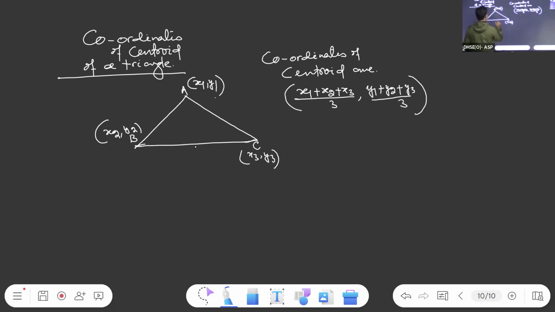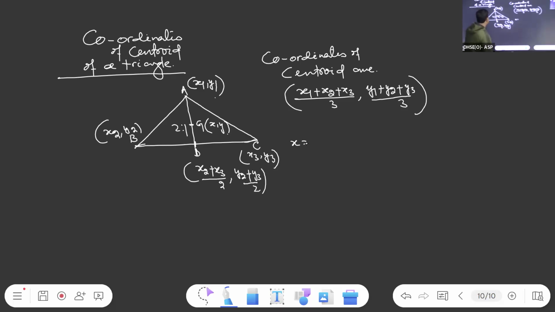Come to the proof. Let D be the midpoint of BC. So midpoint means it will divide the line segment BC in the ratio 1:1. So by midpoint formula, the coordinates of point D are (x2 plus x3) upon 2, comma (y2 plus y3) upon 2. Alright. Now join A with D. So G is the centroid. G divides AD in the ratio 2:1. Let coordinates of point G be x, comma y. So by internal division formula, I have already told you, the formula in division formula should be used in cross manner.